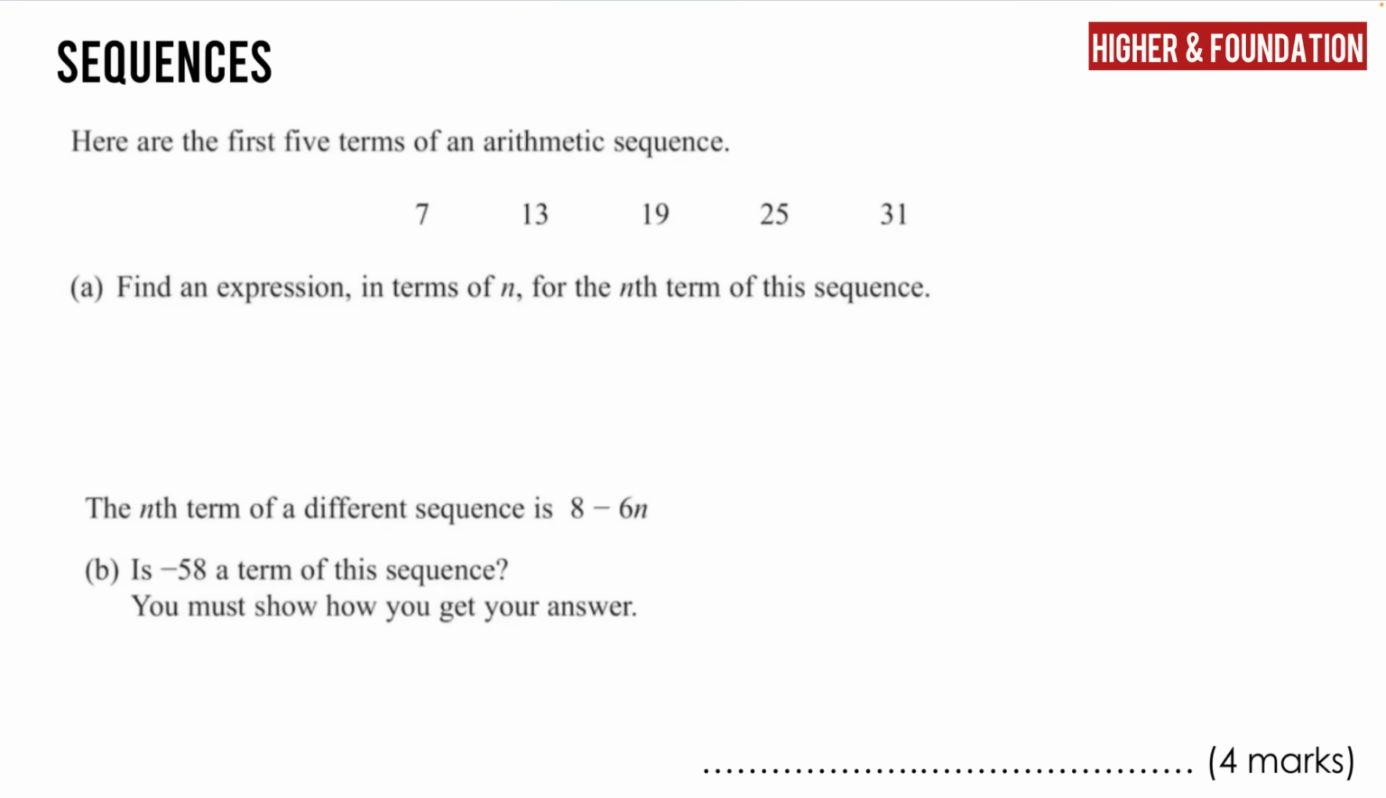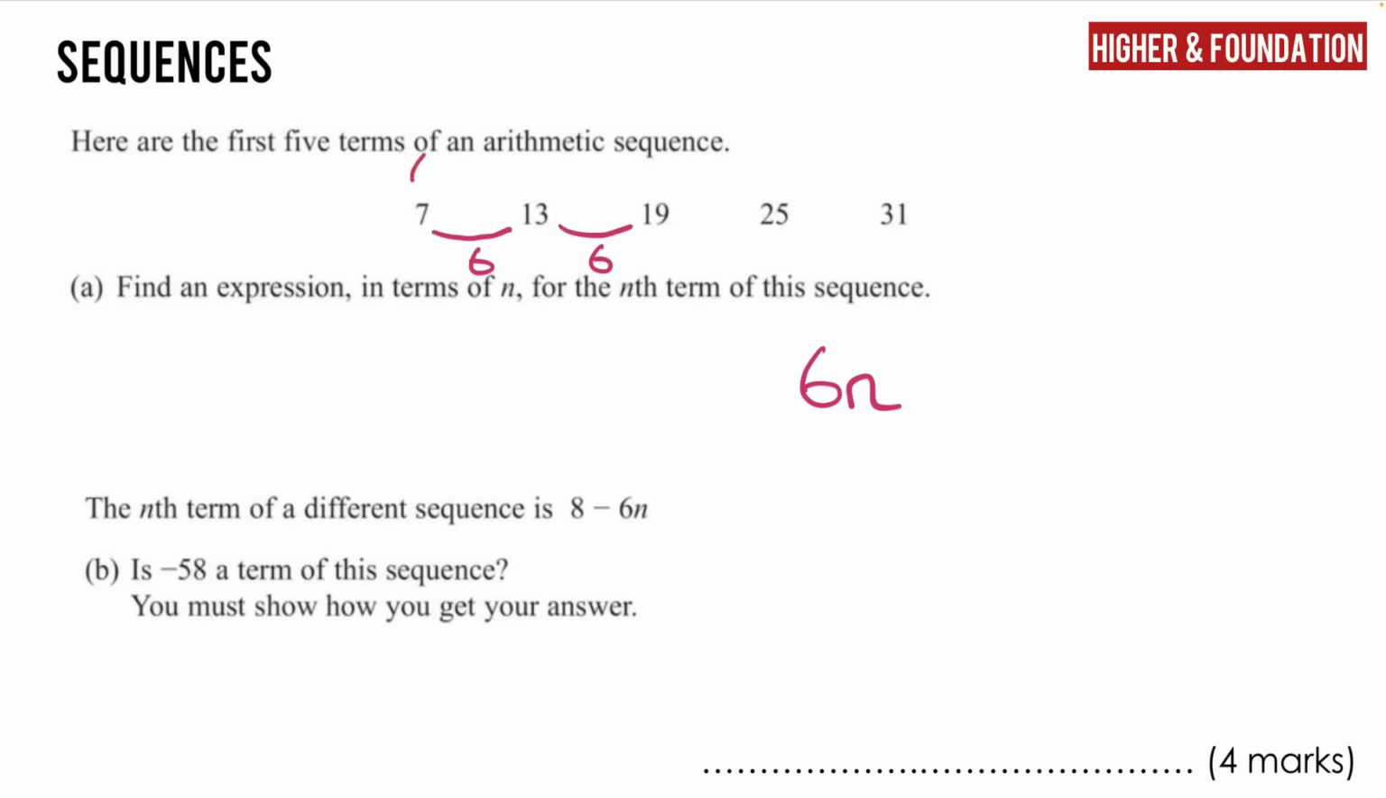Now when looking at sequences, this particular question, we are looking at working out the nth term of a sequence. So always find the difference between the terms. Here it goes up by 6, and then up by another 6. This means it's related to the 6 times table, which means our nth term starts with 6n. The only thing we need to figure out is how different it is from the 6 times table.